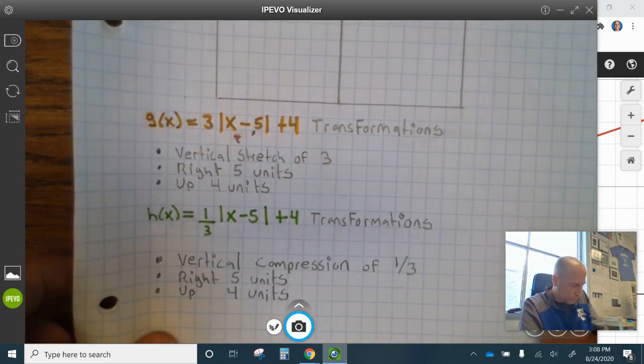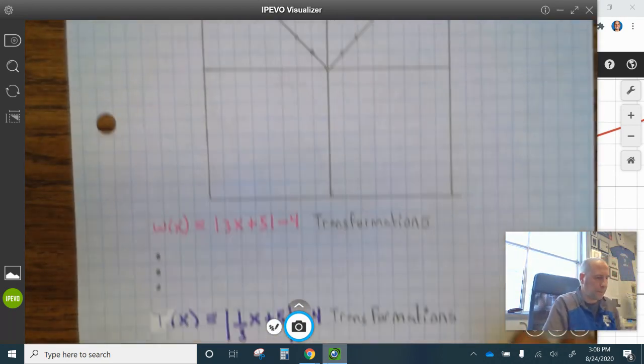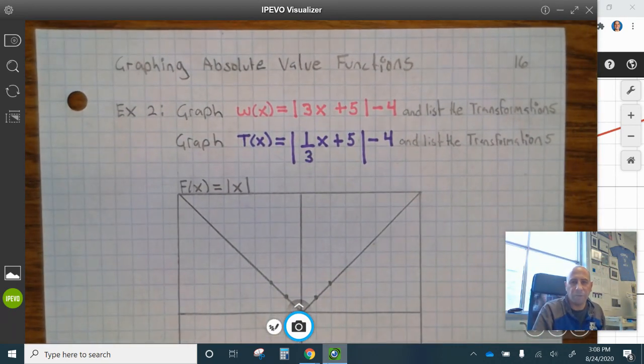Now let's take a look at example 2. So still general page 16, graphing absolute value functions. All right, graph w of x equals absolute value of 3x plus 5 minus 4, and list the transformations. Graph t of x equals absolute value of 1/3 x plus 5 minus 4, and list the transformations.